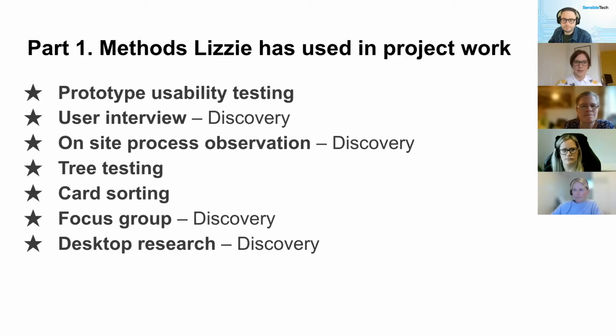So we're going to look at the user interview, on-site process observation, tree testing, card sorting, focus groups and desktop research, and look at the good and bad side of that. And also I've been on the other side of some of them, so I'm just going to mention a few things about that. I've marked some of them as discovery. Any of these can be done at any time, but some of them are more suited to being done as soon as possible. Next slide, please.